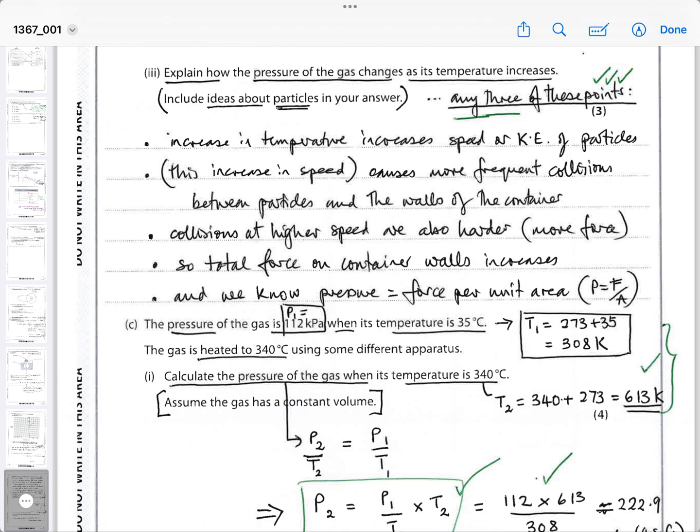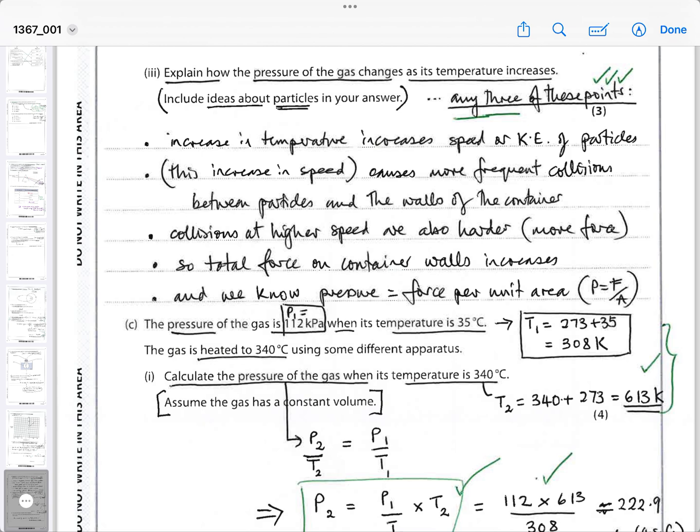And then this increase in speed causes more frequent collisions between the particles and the container walls. So more frequent means more collisions per second, so that's another way of saying it. But you do need to say, you can't just say more collisions. Okay, more collisions in a unit time, per second. And then collisions at higher speed are also harder or more forceful. There's a greater force involved. So as long as you get the point across, you get another mark.